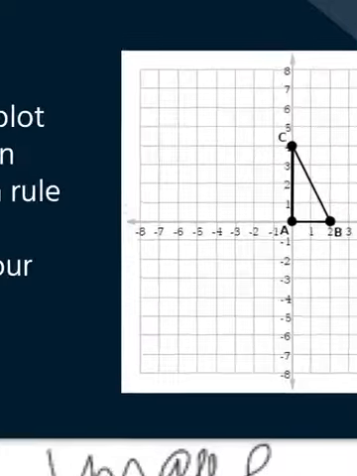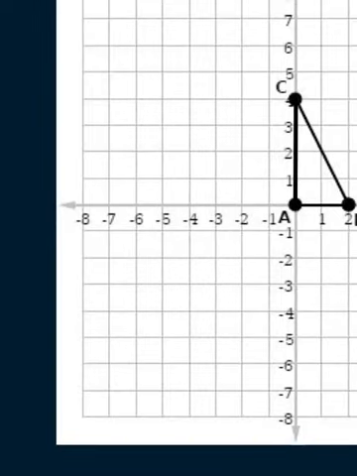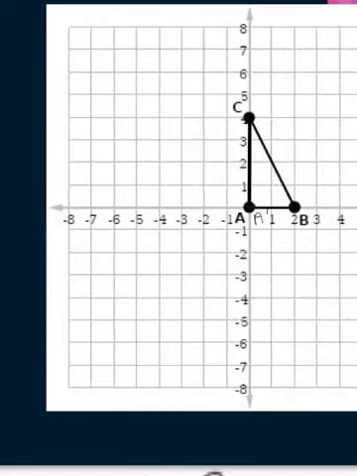So we'll just zoom in here and plot 0, 0 for A prime. And I know that we already have A in that same spot, so we really do put our point there. We just have to label it A prime, right? So it really is there. And we also know that B prime is located at negative 2, 0. So then we're going to plot negative 2, 0 and make sure we label B prime.